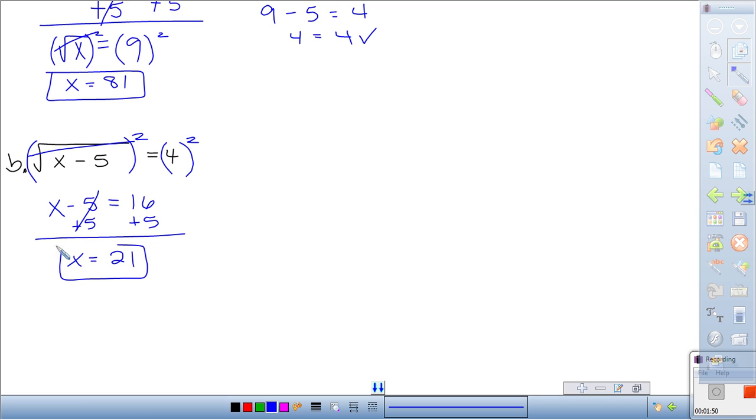Now again, we need to check. So I have the square root of 21 minus 5 equals 4. 21 minus 5 is 16. The square root of 16 is 4. And that's true, the square root of 16 is 4, and 4 does equal 4.